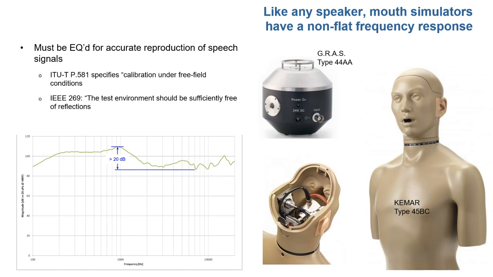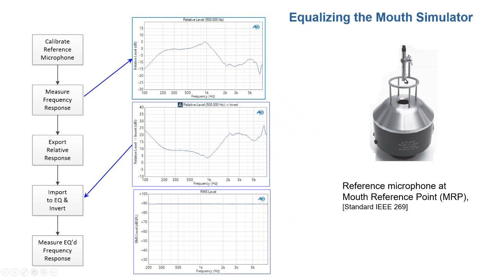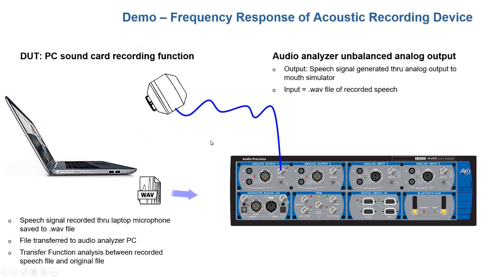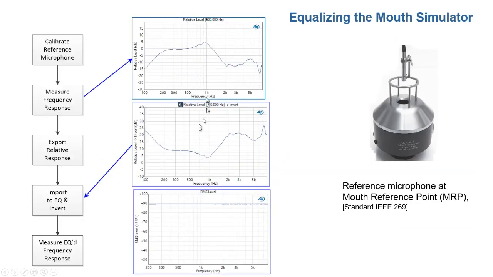So to play these speech signals correctly, I need to equalize that to have a flat response. Now, the way that you do that, you can put a microphone at a special point in front of the mouth simulator called the mouth reference point. You calibrate the microphone, you measure the frequency response of the device, and then you can export it and import it in an inverted fashion. And if you equalize this curve with an inverted version of this curve, you'll get a flat response. And that's how we equalize the mouth simulator to have a flat response.